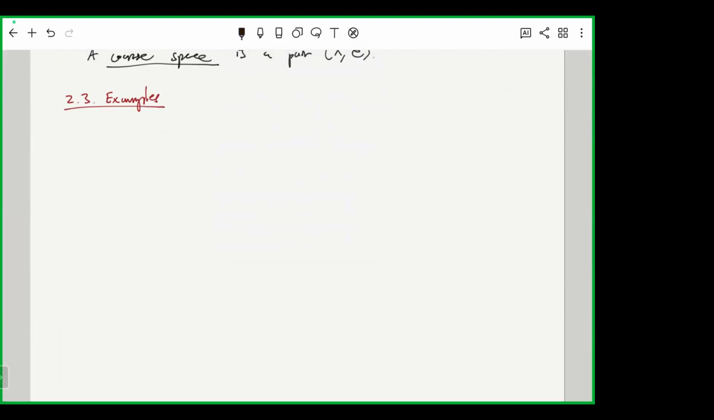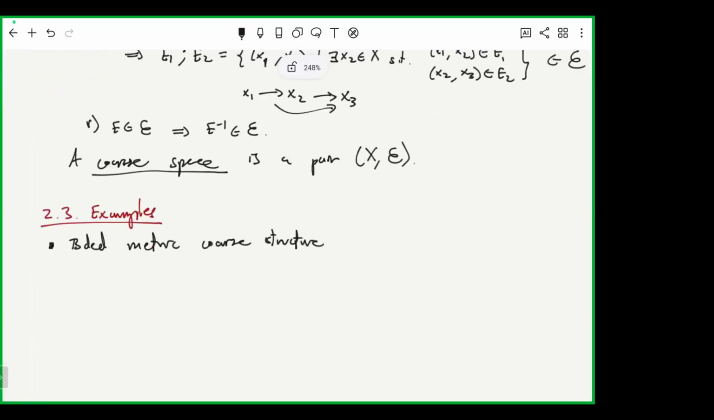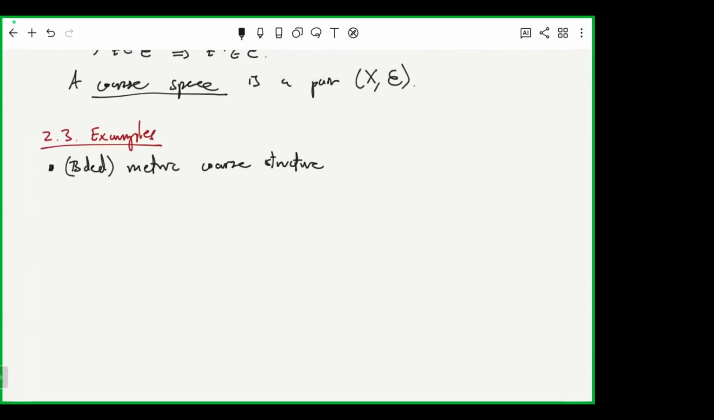So the first one is called the bounded metric coarse structure. Sometimes I will not say bounded and I will just say metric coarse structure. So let (X, d) be a metric space. And we will now use these tubes as before.